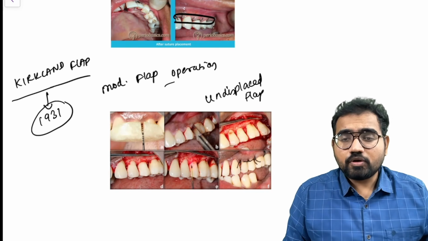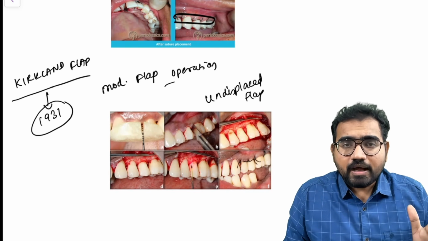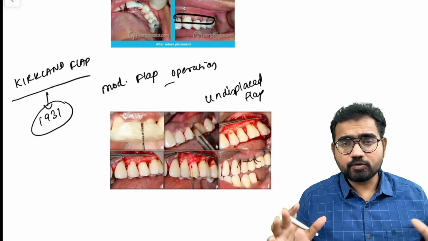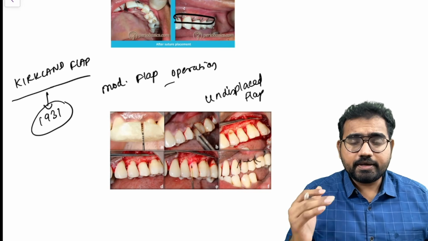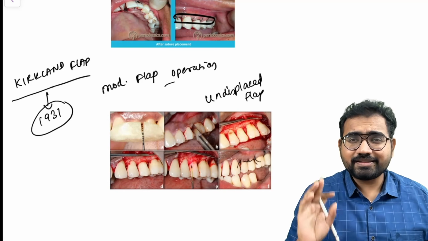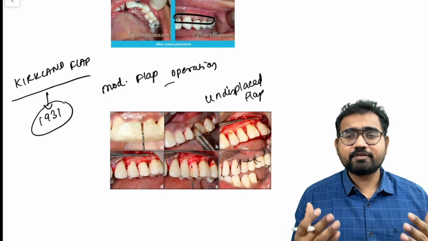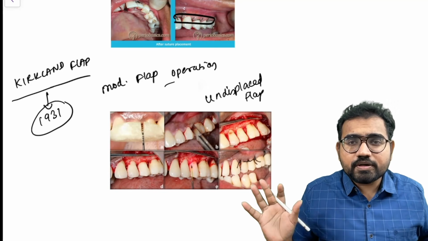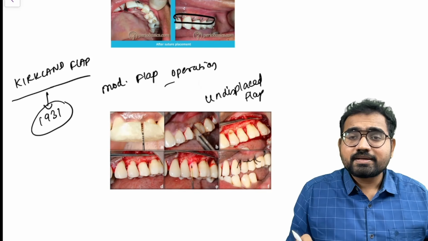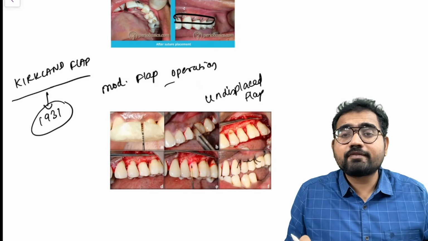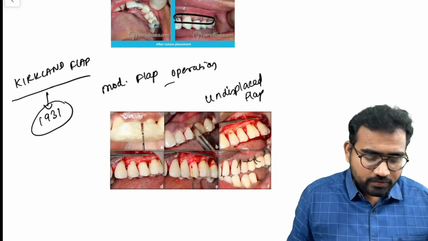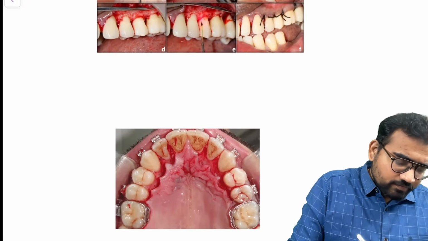So if I raise a flap without giving an internal bevel or reverse bevel incision, just giving the sulcular incision and the interdental incision, raising the flap, doing a nice curettage, and suturing it back to the original position, this is called the Kirkland flap or modified flap operation, 1931, the most commonly used flap technique. Okay. Next one is the palatal flap.